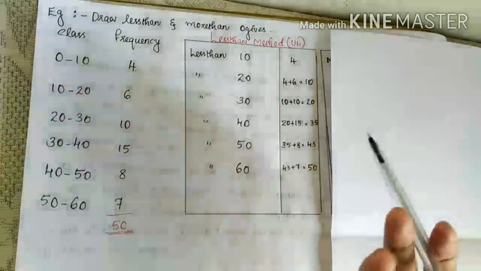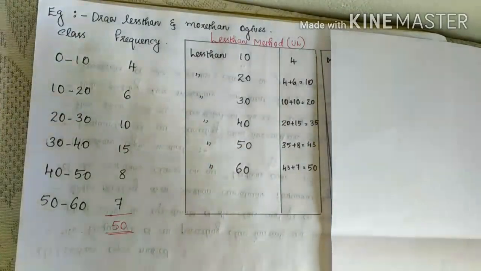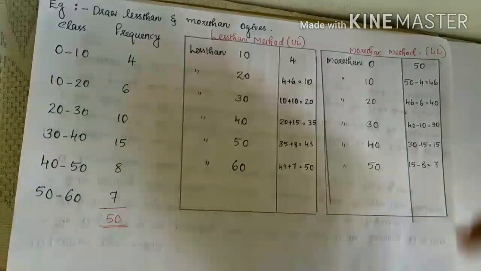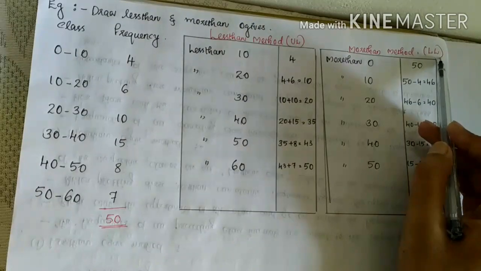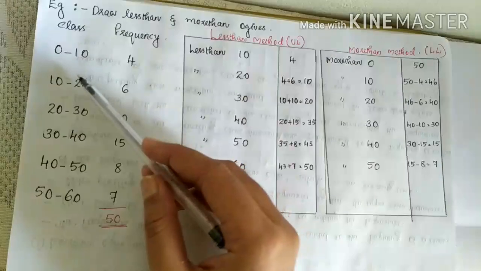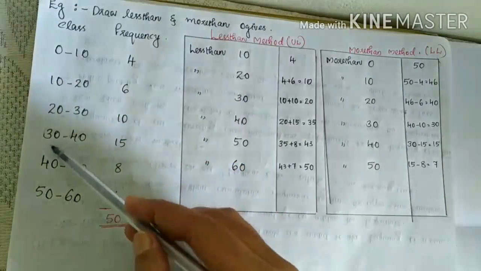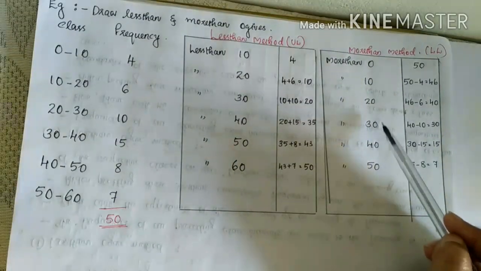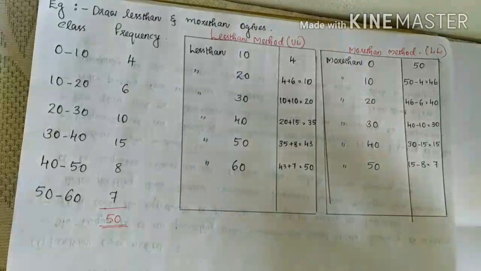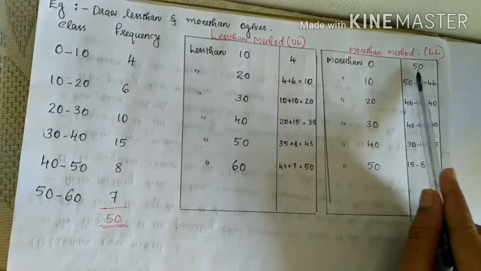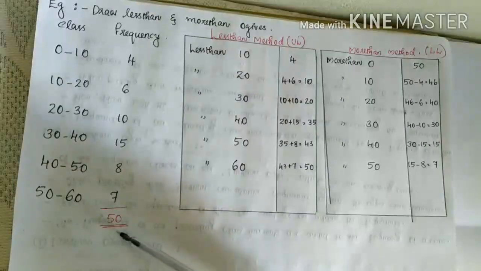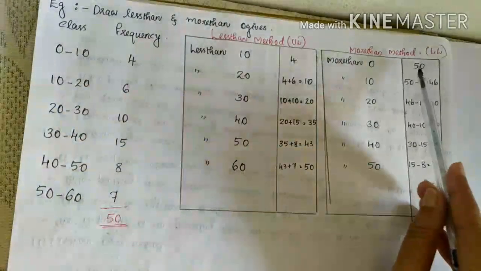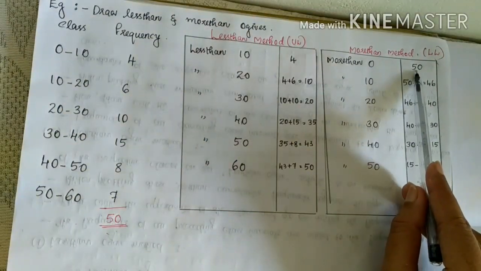After finding the less than cumulative frequency, you have to calculate the more than cumulative frequency. The more than method is related to the lower limit of the classes. Here the lower limits are 0, 10, 20, 30, 40, 50. So more than 0, more than 10, more than 20, more than 30, 40, 50. And more than 0 is always denoted as the total of the frequency. Here the total of the frequency is 50. So more than 0, the frequency is 50.